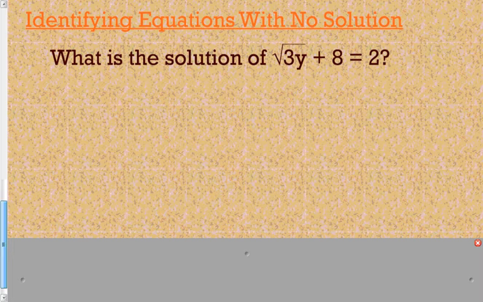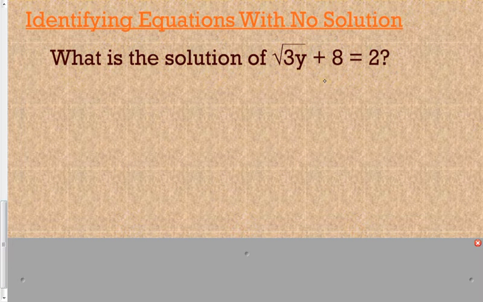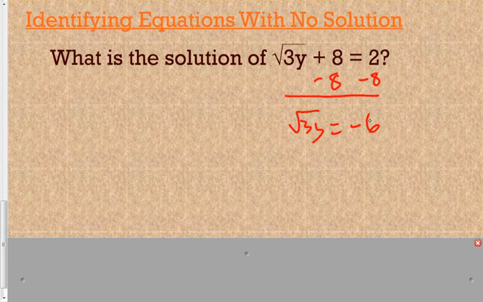There's just no solution at all. And I'll show you why. When you subtract 8 from both sides, we have the square root of 3y equals -6. Okay? Now, think about this logically.